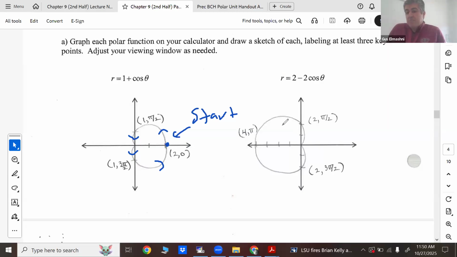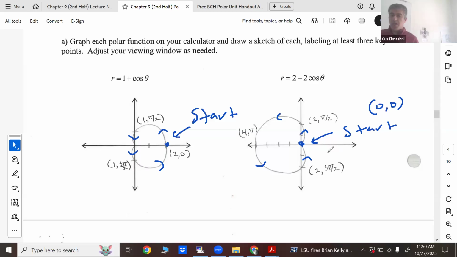Depends what you got. Let's see here. So what if I plug in 0? It's starting here. This is where I'll start. Yeah, the r value is 0 at 0, because cosine of 0 is 1, 2 minus 2 is 0. And it's going to go like this. So it's still going to go counterclockwise until I get here. See, notice we have 4 as the width, which makes sense.